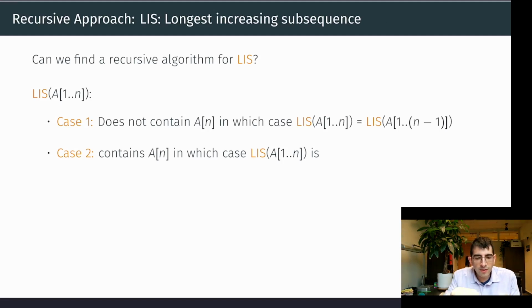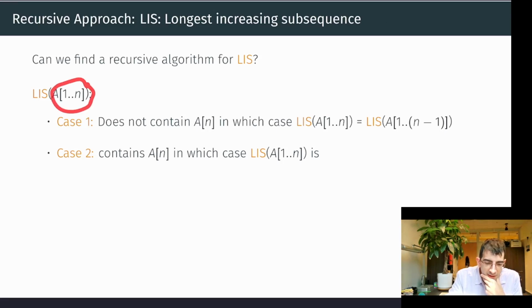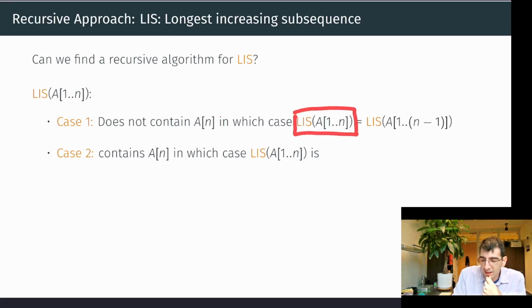Well, what if we go through each element in the array one by one? Okay, what if we say that either the subsequence does not contain the last element of the array, in which case the longest increasing subsequence of the array 1 to n is equal to the longest increasing subsequence of the array 1 to n minus 1, because we're omitting this last element from the array, or the last element of the array is in the longest increasing subsequence.